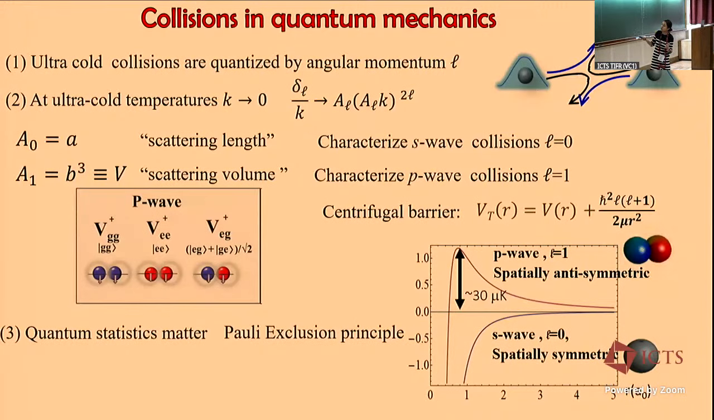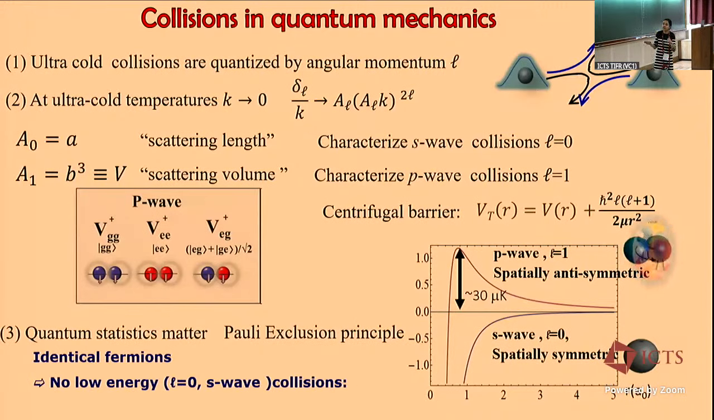But moreover, if we use fermionic particles, it happens that this L equal to 0 channel is forbidden for identical fermions, because identical fermions cannot collide via L equal to 0. And that's why June said, okay, I'm going to use identical fermions, so that the only way they can collide is via the L equal to 1 channel. This is suppressed by 30 microkelvin, that is the barrier. And if we have a gas that is below 1 microkelvin temperatures, then we are not going to worry about these P-wave collisions.